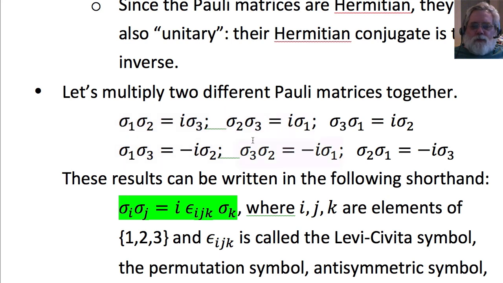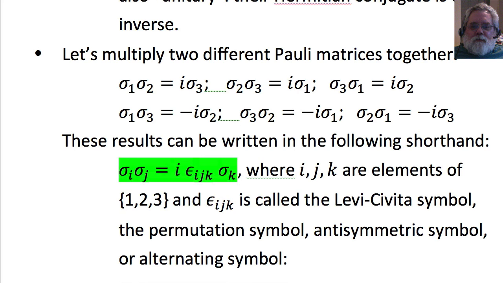And if you took sigma 2 times sigma 3, you would get i times sigma 1, and if you did sigma 3 times sigma 1, you would get i times sigma 2. But if you reverse the order, instead of doing 3 times 1, you did sigma 1 times sigma 3, you would get minus i sigma 2, and so on. So there's a lot of order and pattern in these Pauli matrices, and it directly relates to angular momentum. We don't know that yet, but it does.